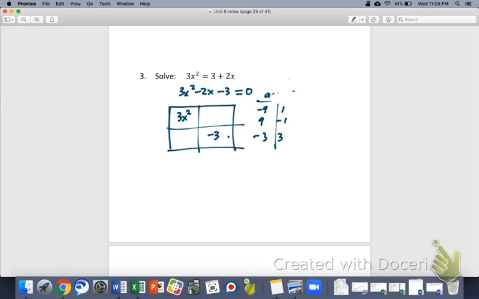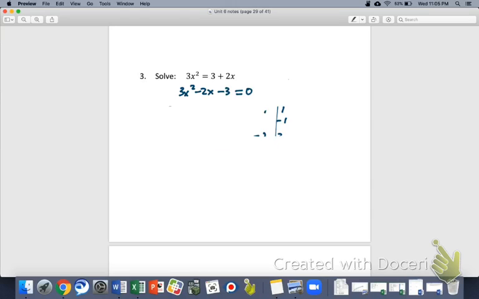So I think we're going to have to use the quadratic formula again, which is fine. I'll see how this works out. In order to use the quadratic formula, I need to identify my a, b, and c. So I would say that a is 3, b is negative 2, and c is negative 3. Once I've identified those, I just need to plug those into the quadratic formula.